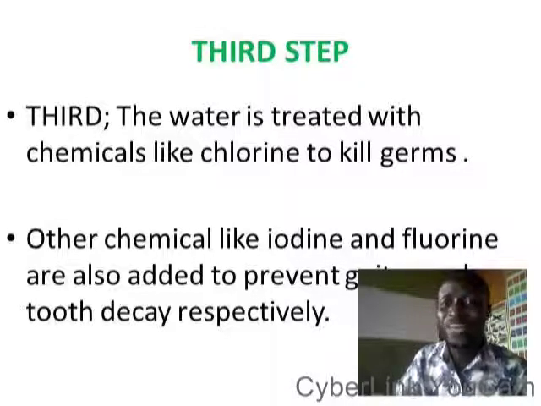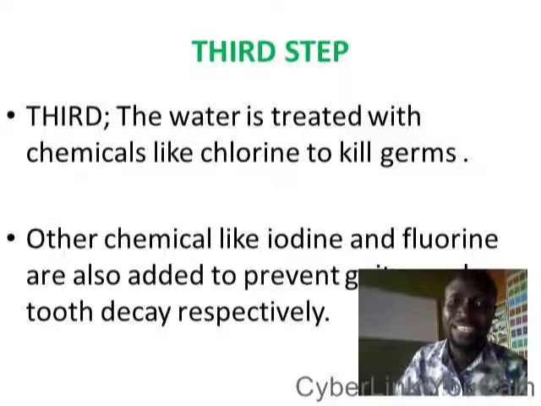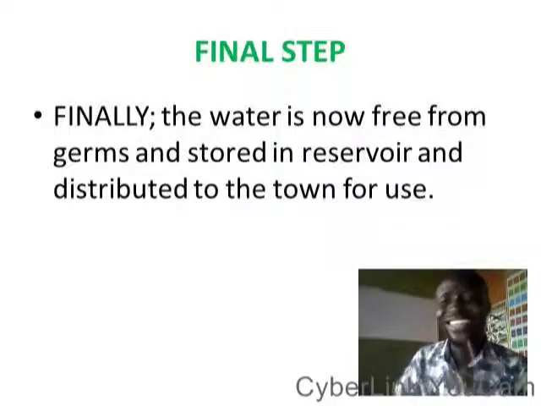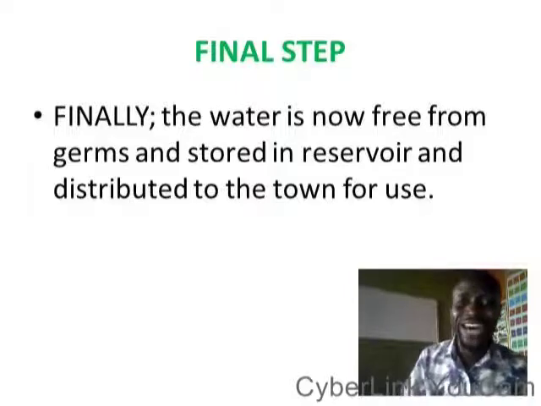Now, other chemicals like iodine and fluorine. Iodine will prevent goiter. Goiter is swelling in the throat, the respiratory tract being swollen and protruding out of the neck. And fluorine will prevent tooth decay. As you can see, even in the toothpaste you use, read the content, fluorine is there in order to prevent tooth decay. You can see my teeth, so you could check your own if it's decaying. Please take precaution. Now the final step is that the water is now free from germs and stored in a reservoir and distributed to the town for use.